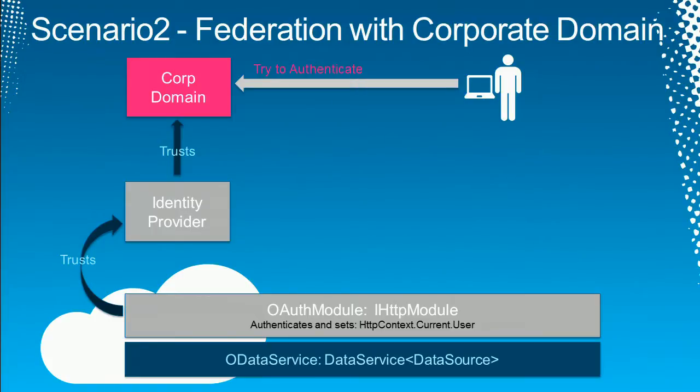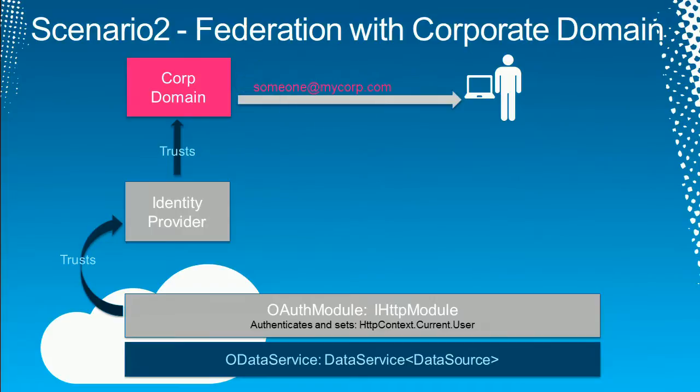So the user tries to authenticate against the corporate domain. Usually that would just use integrated security. Okay, it would just work. At this point, by the way, these arrows are not meant to be accurate. They're meant to show the concepts. Okay, just in case you think, hey, this doesn't look quite right. These arrows are just to try and explain what's going on.